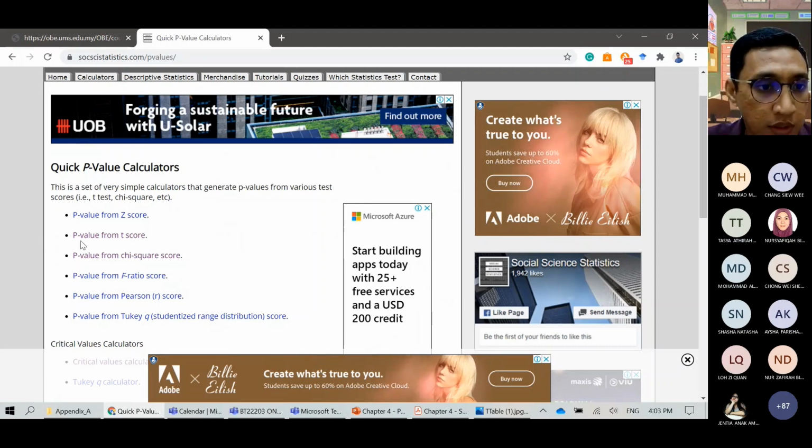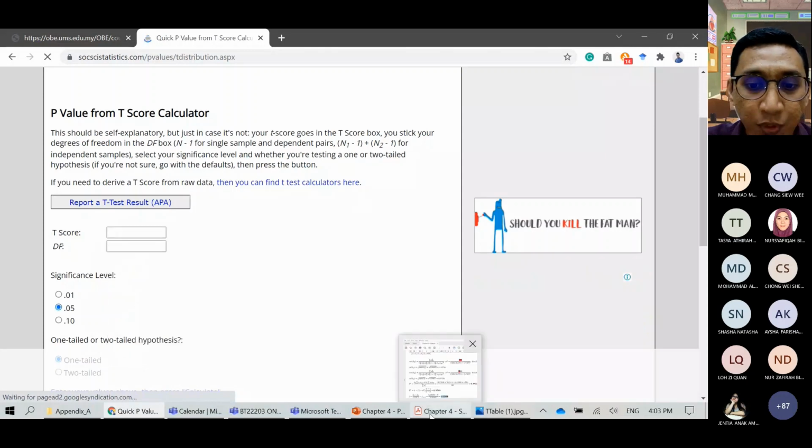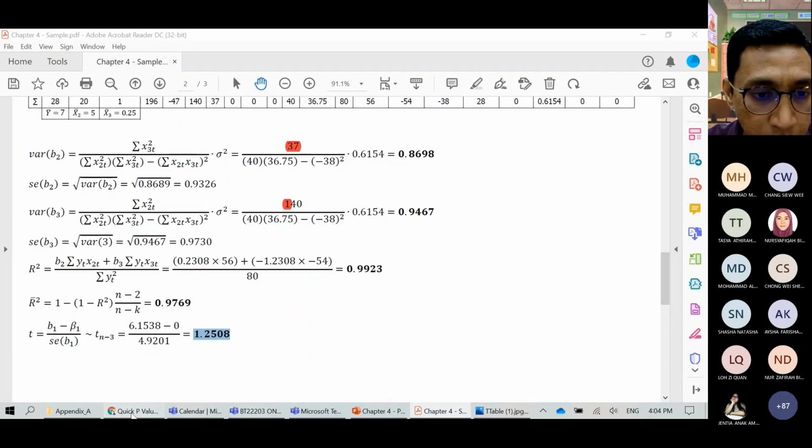Alright, so we can determine the p-value from the T statistic or T-score. In the T-score we key in the T statistic. Of course, we have three T statistic values because we have B1, B2, and B3, the three regressors. We need to determine whether these three regressors are significant or not. So here we have 1.2508.